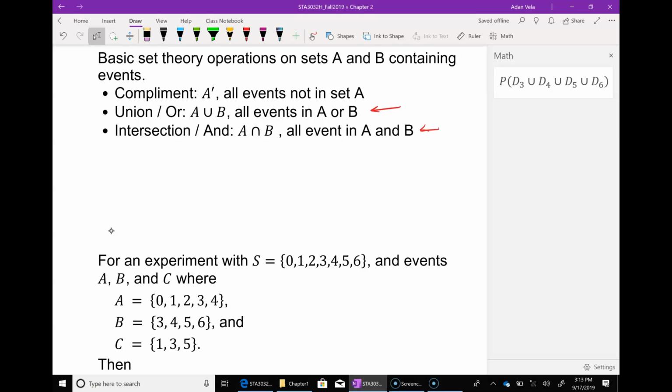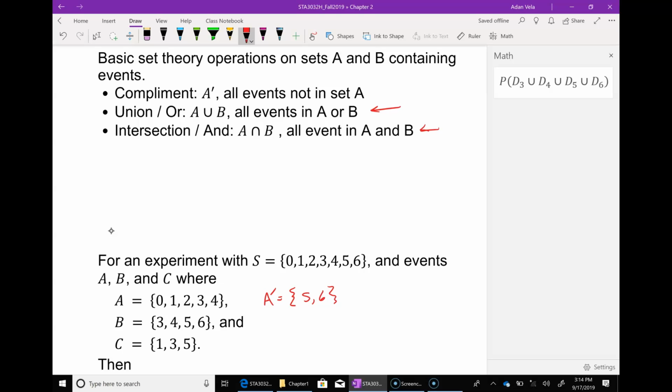But event C is like rolling an odd number, right? While event A is just rolling a number less than or equal to 4. And then B is rolling a number between 3 and 6. Okay, so we can apply a bunch of these operations. So if I wanted to know what the complement of A is, it's just everything that's not in the set but is in our sample space. So the only thing that's not in A is 5 and 6. Okay, so that's pretty easy.